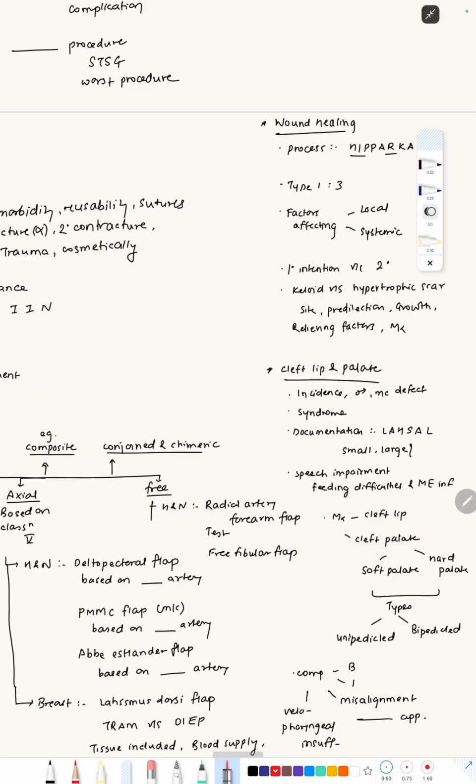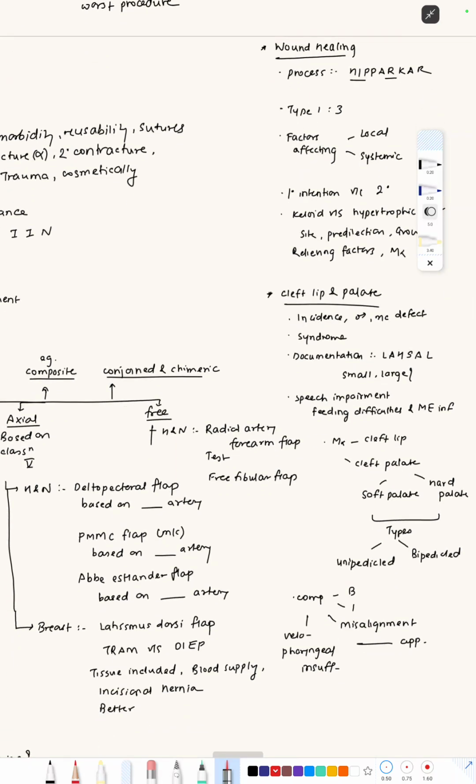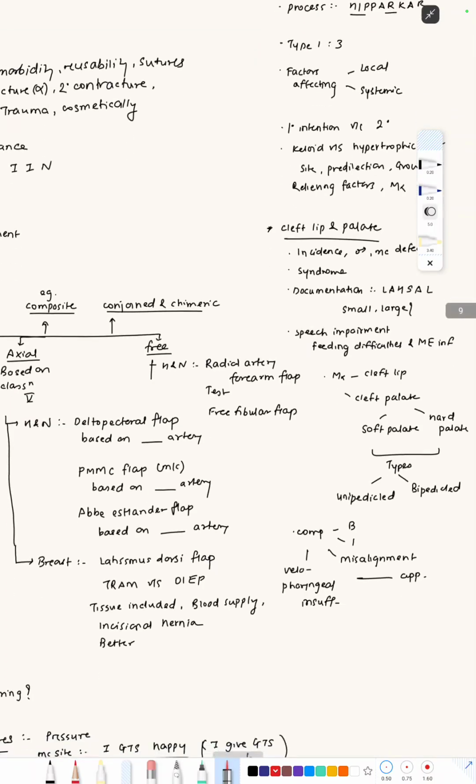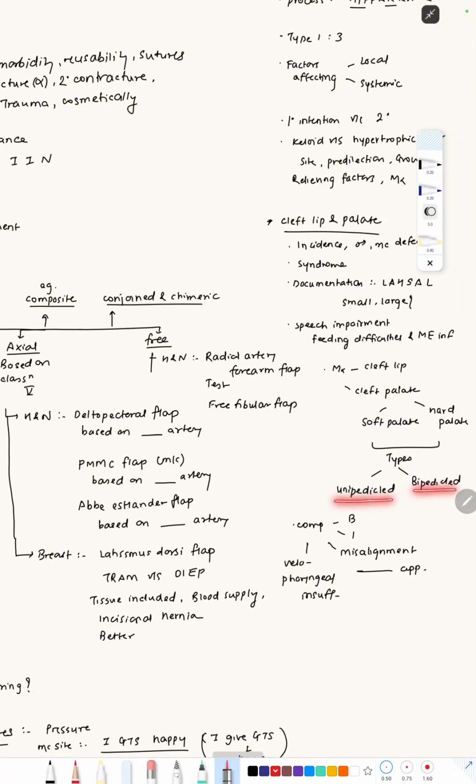Then the cleft palate consists of soft palate and hard palate. The soft palate should be managed at 3 to 6 months, while the hard palate should be managed at around 12 to 15 months because it takes time for the bone to develop. Then the types are unipedicle or bipedicle. In the unipedicle repair, you have the Veau-Wardill-Kilner pushback plasty, and in bipedicle there is the von Langenbeck repair.